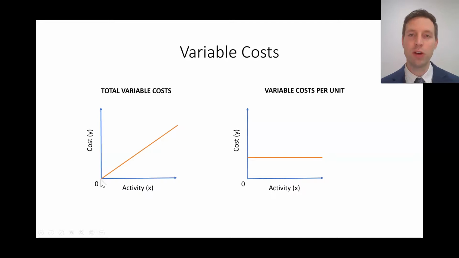So if I make 0 meals, I pay $0 in ingredients. But as the number of meals I create increases, the total cost increases as well. However, when we express the variable costs on a per unit basis, we see that the cost per unit stays the same. So if I have to spend $5 on ingredients for every meal, no matter how many meals I make, I'm spending $5 per meal on the ingredients. So now we've looked at fixed costs and variable costs and we've seen how to graph the cost behavior for each of these types of costs. They behave in different ways and that'll allow us to make better decisions about our business.